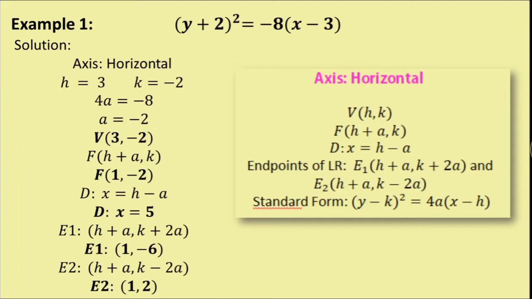Okay, so for example number 1, let's try to solve for the critical points of this parabola: y plus 2 squared equals negative 8 times x minus 3. Using the given, it started from y squared. So, among the horizontal and vertical axis, the horizontal axis starts from y. So, the horizontal axis pattern is the one that we're going to use.